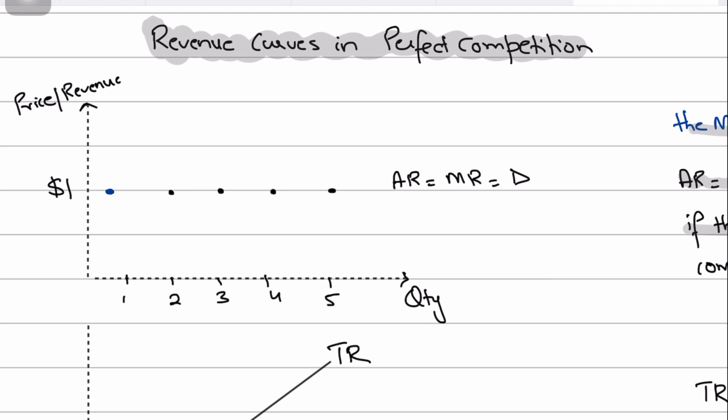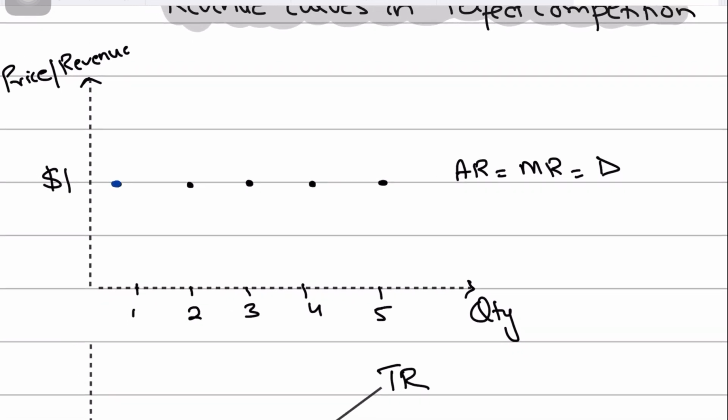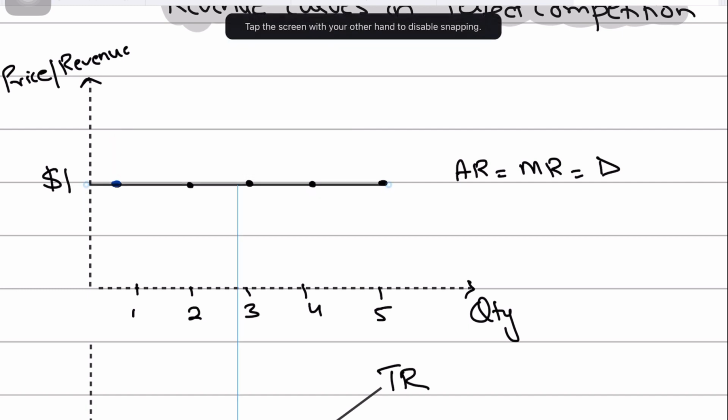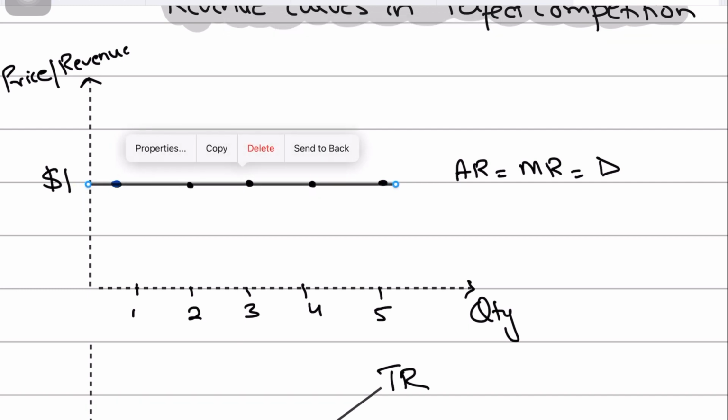And when you were selling 3 units, your average revenue was $1 as well. When you were selling 5 units, your marginal revenue was $1, and so was your average revenue. And so was the price as well, because the price is $1. So you see that all these curves are coinciding, right? They coincide. So technically, if you join them up, you end up getting a horizontal straight line. So this horizontal straight line is representing the average revenue curve. This horizontal straight line is also representing the marginal revenue curve.